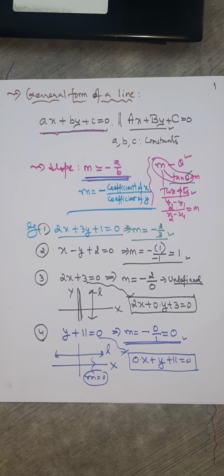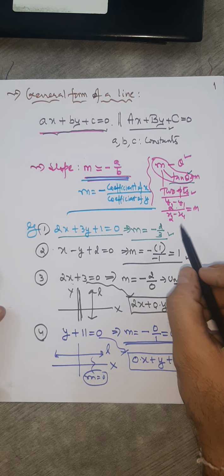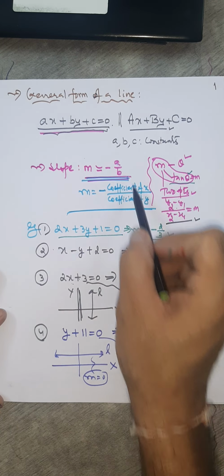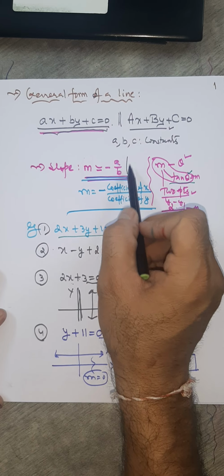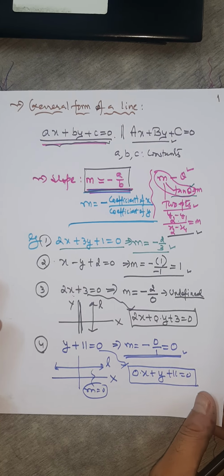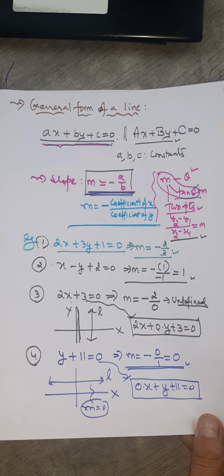The other one is by 2 points, that is this one. And the third one is, if you are given the equation of the line, you can always get the slope by this formula, minus a by b. What is a? That's the coefficient of x. What is b? That's the coefficient of y.